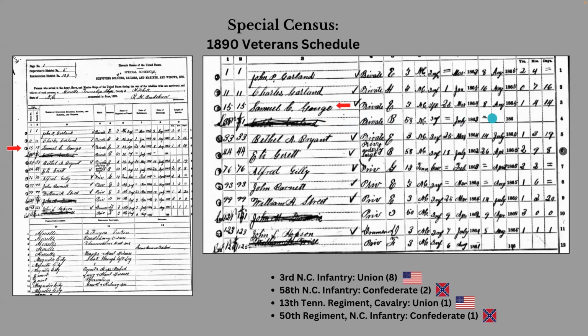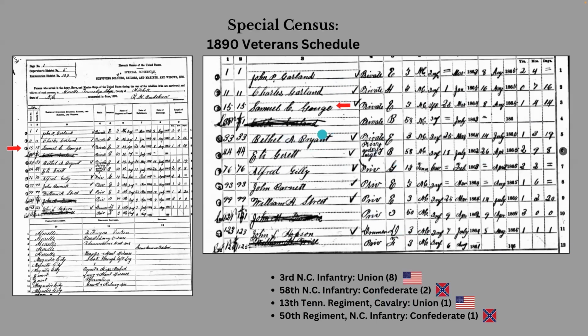He's got his enlistment date, how much time he served, 1 year, 4 months, 14 days. And there are 8 men on this page that served in the same regiment, the 3rd North Carolina Infantry. And there are 9 total men that had been Union soldiers. 3 of them or 8 in the 3rd. But there are also Confederate neighbors. So 3 of them were Confederate.